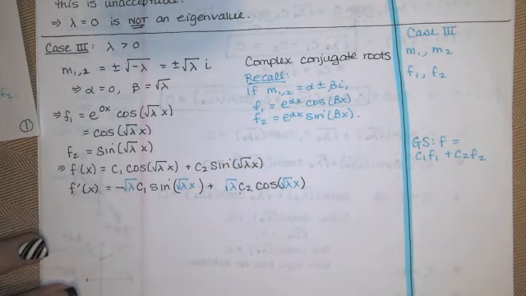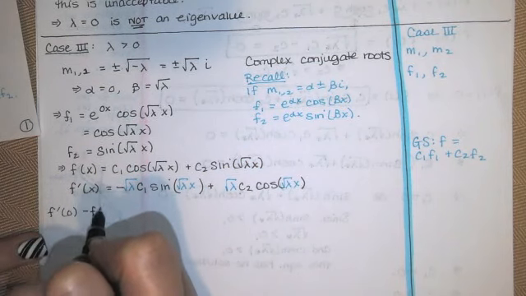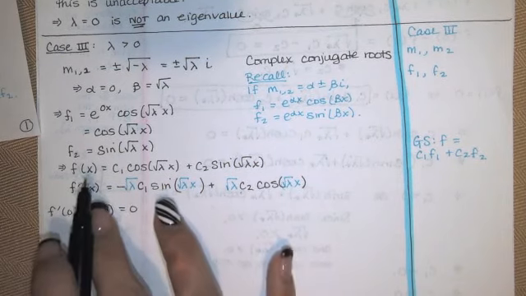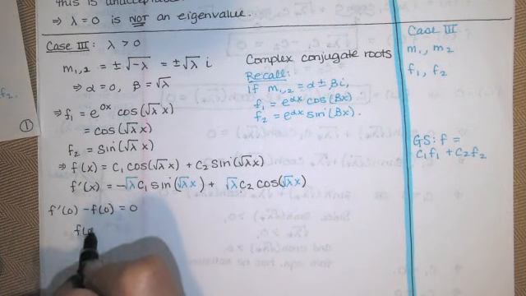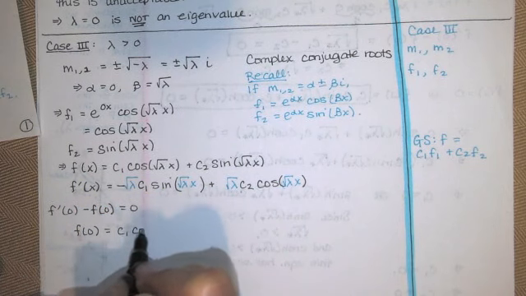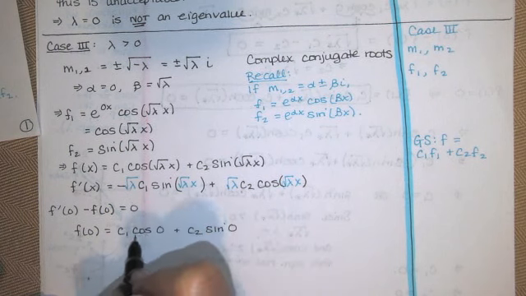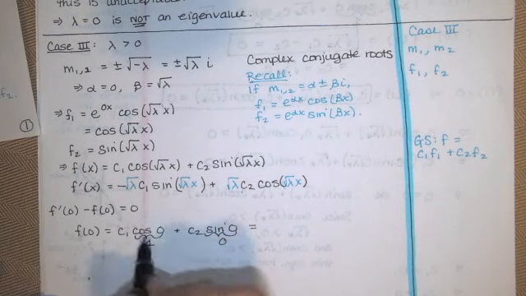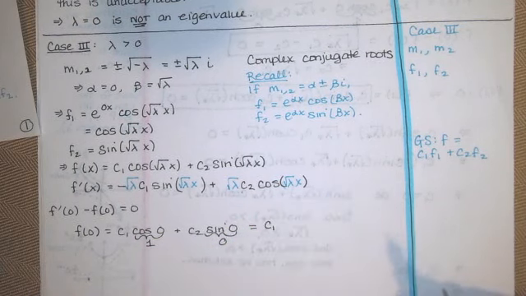And in order to use our first boundary condition, which says that f prime of 0 minus f of 0 is equal to 0, we need to evaluate f at 0 and we need to evaluate f prime at 0. So here's f of 0. We get c1 cosine of 0 plus c2 sine of 0. Cosine of 0 is 1, sine of 0 is 0. So we get c1 times 1 plus c2 times 0, which is just c1.